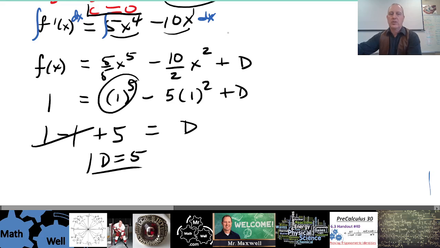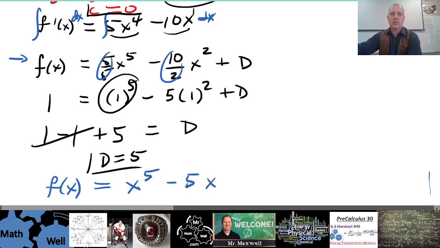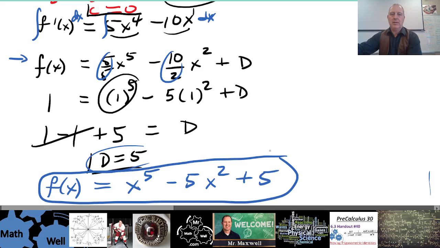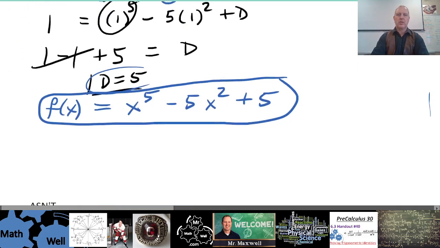Okay, so the second constant would be 5, and it looks like I can now finish off by saying my particular solution in this second order differential equation is going to be, going back from here, let's simplify these coefficients. So it's just going to be x to the 5th minus 10 over 2 is 5x squared. And then, of course, my d is plus 5. And let me double check that real quick. Okay, double checked my math here. It looks good so far.